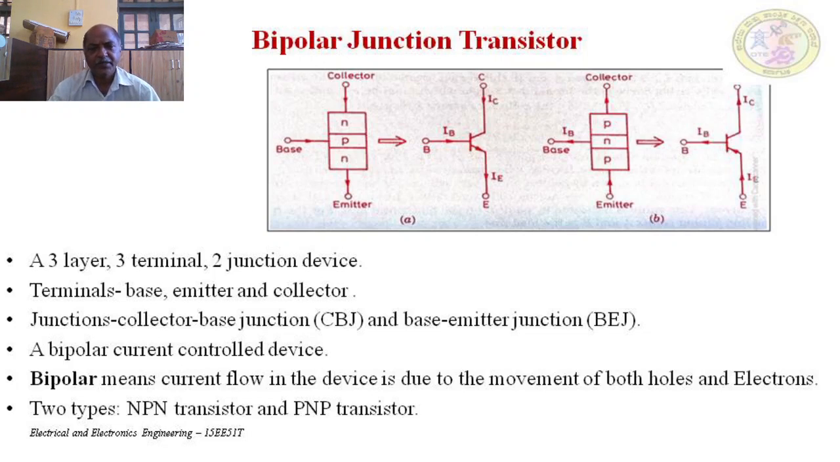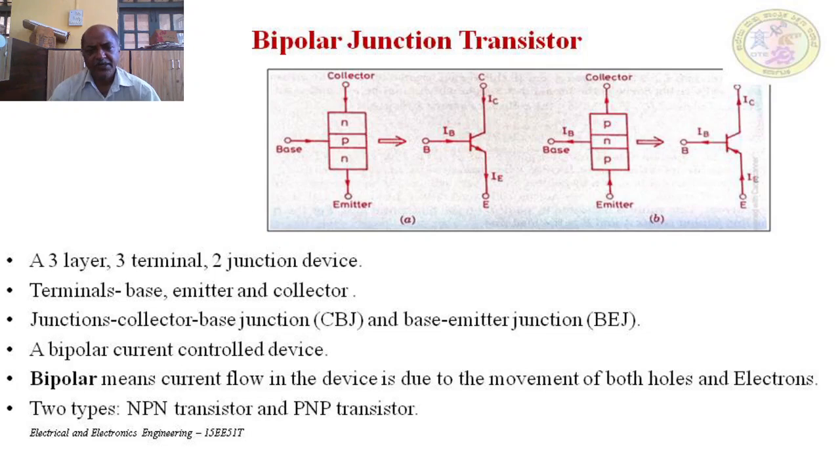In case of a transistor, three layers are there, so two junctions will be there. For normal operation, the junctions are referred to as the collector base junction and the base emitter junction. For normal operation, the base emitter junction will usually be forward biased and the collector base junction will be reverse biased.